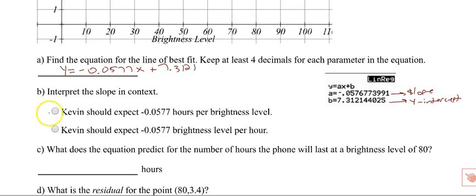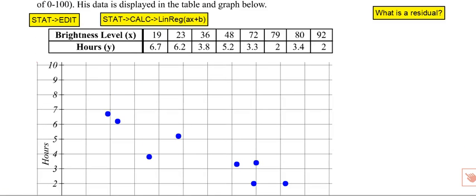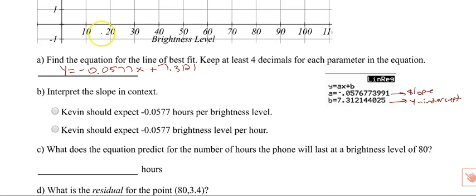Okay, interpret the slope. Slope always has units. So if I go look, the units for y are hours, and the units for x are brightness level. So the slope is going to have units of hours per brightness level. So our slope is negative 0.0577. So it looks like we lose about 0.0577 hours for each brightness level setting on the phone, whatever that brightness level setting is.